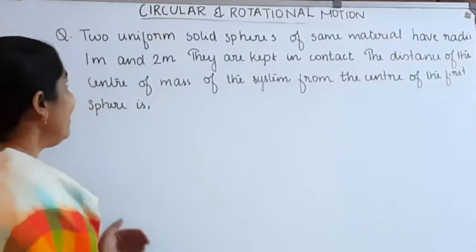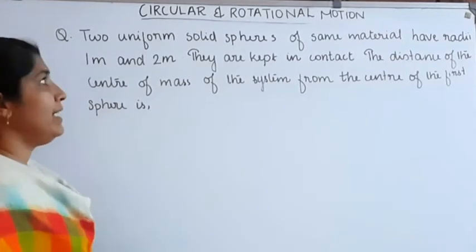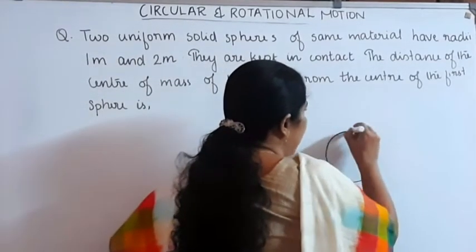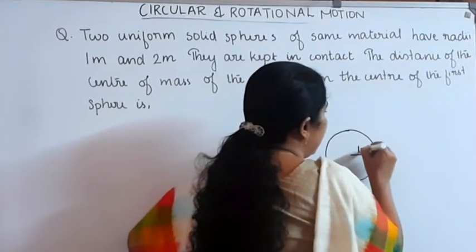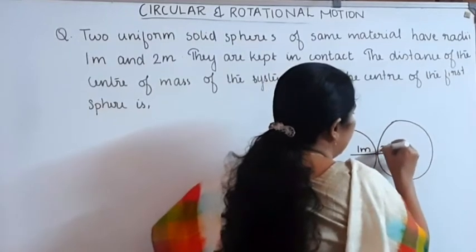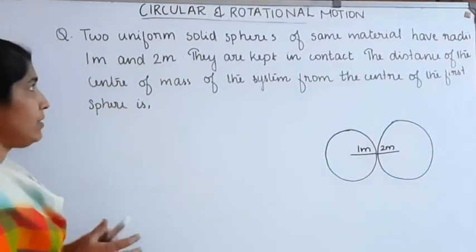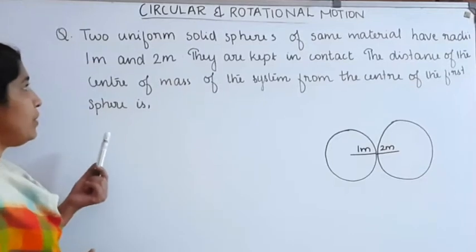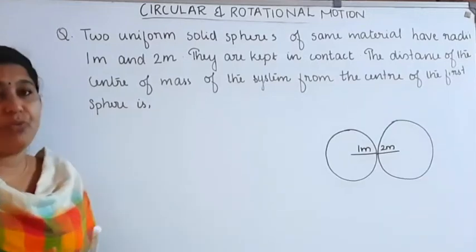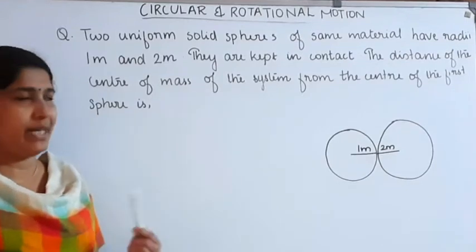Next question. Two uniform solid spheres of the same material have radii 1 meter and 2 meter. These two solid spheres are kept in contact. The distance of the center of mass of the system from the center of mass of the first sphere is what we want to find out.